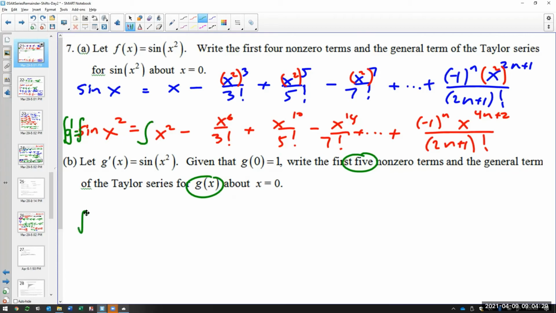So what I get is the integral of g prime of x dx is equal to the integral of this right here, okay? So basically you take the antiderivative.